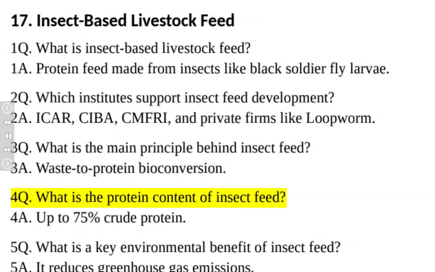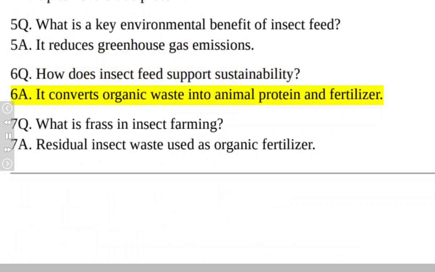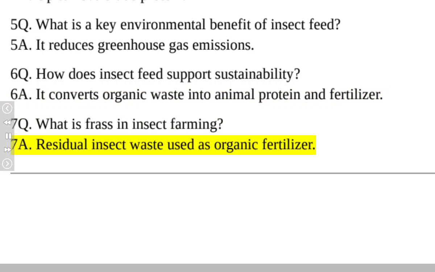4Q. What is the protein content of insect feed? 4A. Up to 75% crude protein. 5Q. What is the key environmental benefit of insect feed? 5A. It reduces greenhouse gas emissions. 6Q. How does insect feed support sustainability? 6A. It converts organic waste into animal protein and fertilizer. 7Q. What is frass in insect farming? 7A. Residual insect waste used as organic fertilizer.